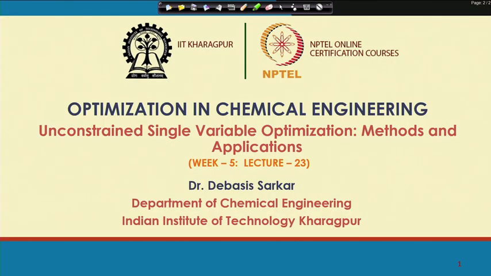Welcome to lecture 23. This is week 5 and we are talking about unconstrained optimization of single variable problems, methods and applications. Under unconstrained single variable optimization, we have already talked about the bracketing methods. We have talked about exhaustive search method in the previous lecture. So, in this lecture, we will start talking about region elimination method.